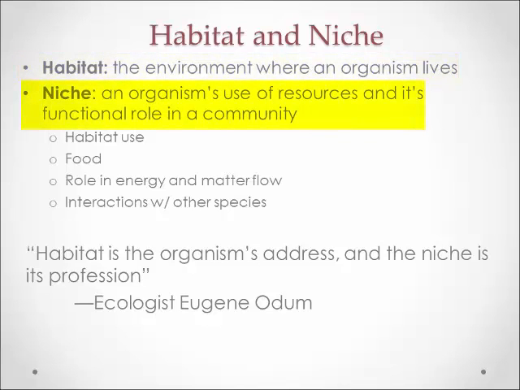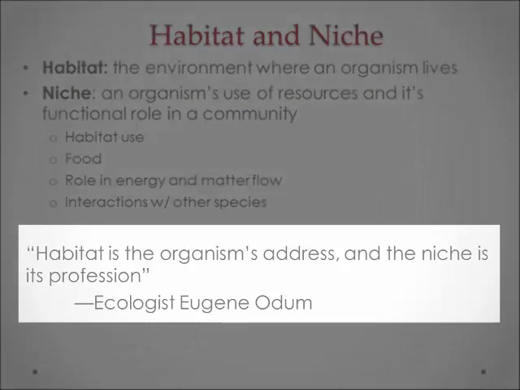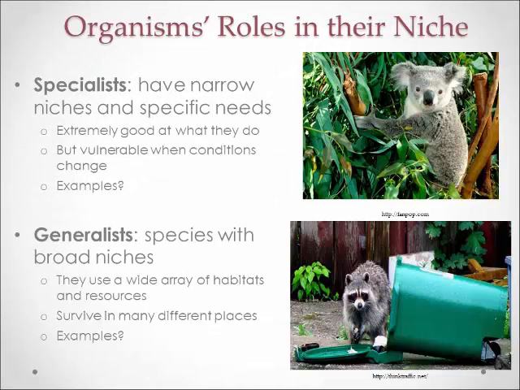A niche, however, reflects how a species uses resources and functions in a community. Niche can include how an organism uses its habitat, how the organism fits into the flow of energy and matter in the habitat in which it lives, and how the species interacts with other species in its community. A famous ecologist once described the difference between habitat and niche by saying, "Habitat is the organism's address, and niche is its profession." Organisms vary in how broadly they occupy their habitat or their role in their niche.